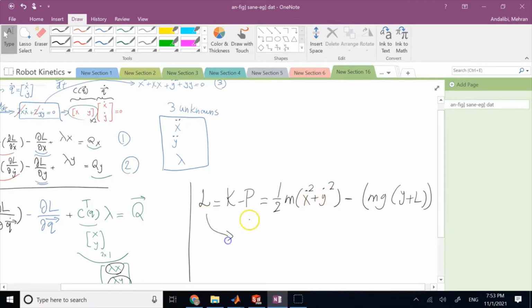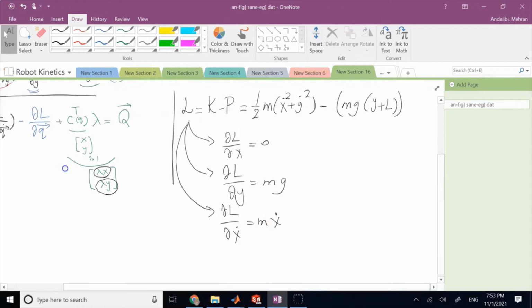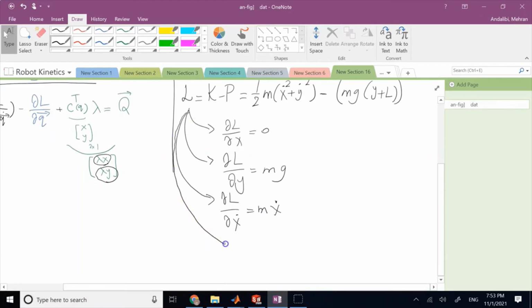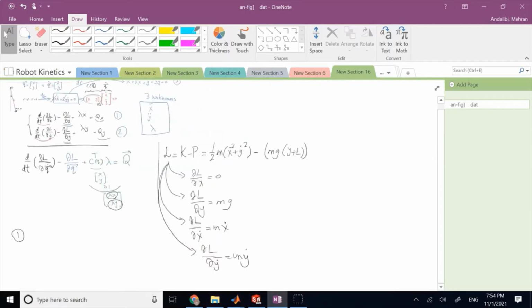So here I need those partial derivatives. One is partial of L with respect to x, which is clearly 0. I need partial of L with respect to y, which clearly, if you look at here, is going to be mg. I need the partial of L with respect to x dot, which is going to be m times x dot. And I'm also going to need partial of L with respect to y dot, which is going to be m times y dot.